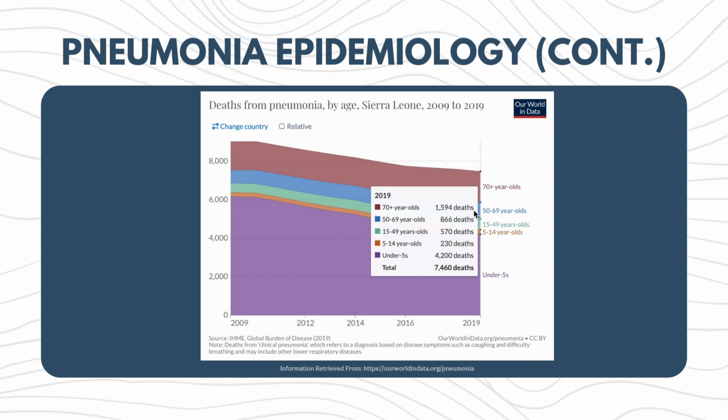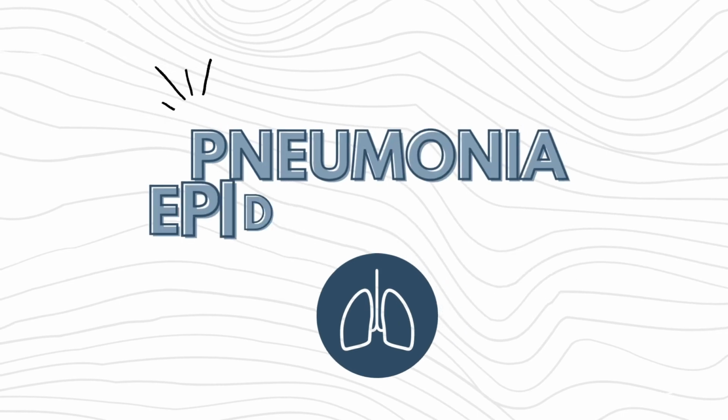So as we can see here, the group that has the highest probability of dying from pneumonia in this particular country is the under 5-year-old group. This is almost a complete opposite of what we saw in the United States, which just proves how important access to healthcare actually is. That's it for pneumonia epidemiology.